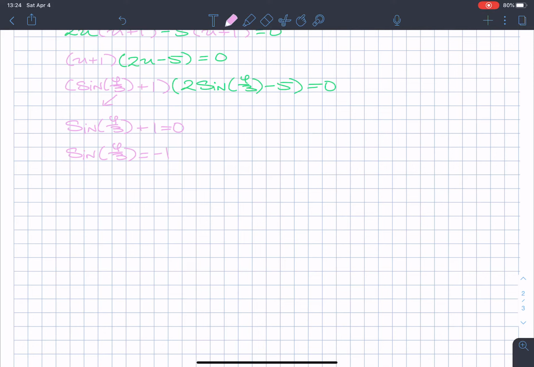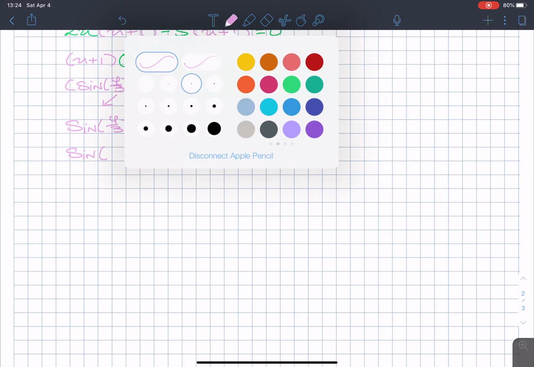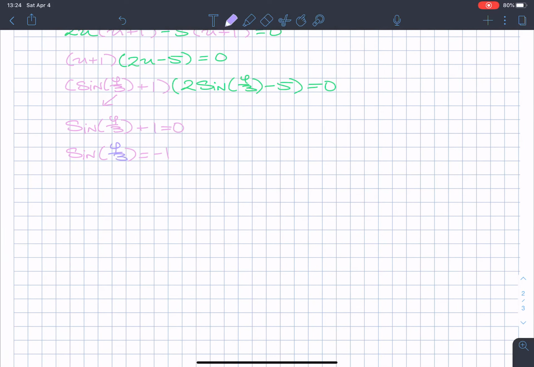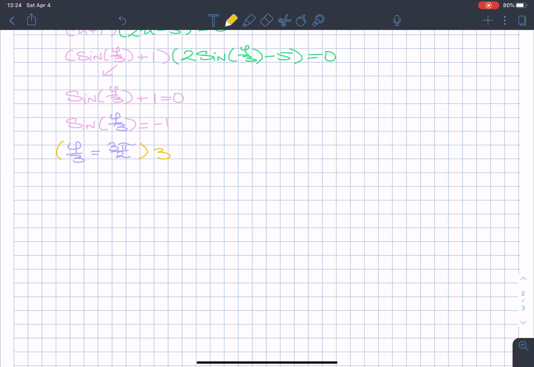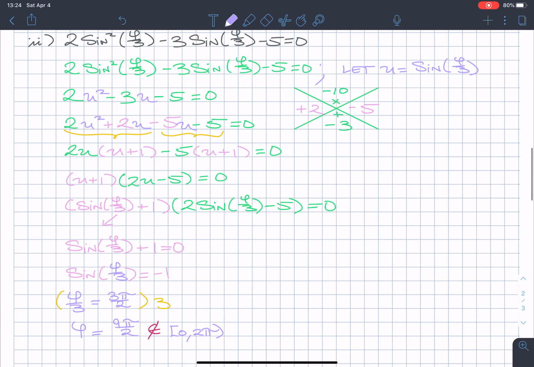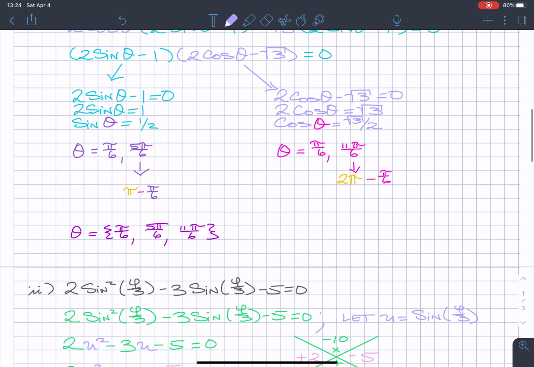which means, let me rewrite phi over 3 in purple. At what angle is sine negative 1? That's 3 pi over 2, down at 270, right? Which means that phi, when I solve for phi, multiplying through by 3, will be 9 pi over 2. However, that is not between 0 and 2 pi, so we don't include it. It's not a solution in the given interval. We have to be between 0 and 2 pi.